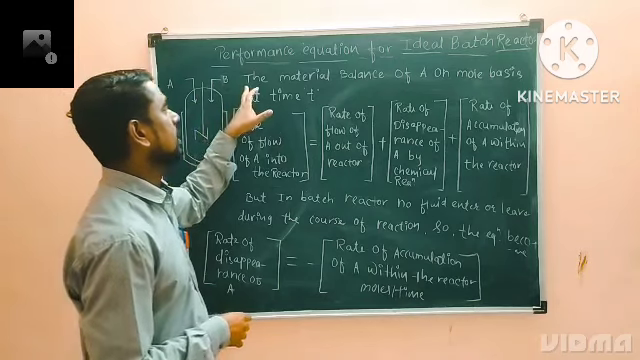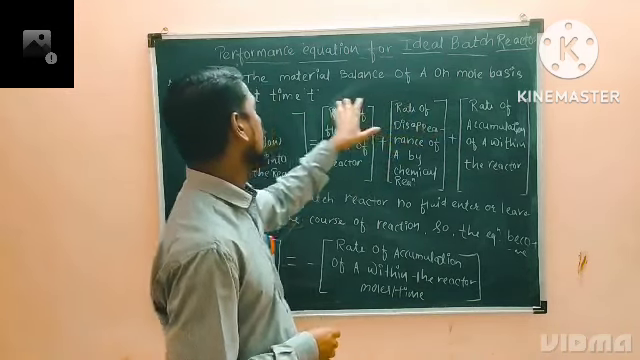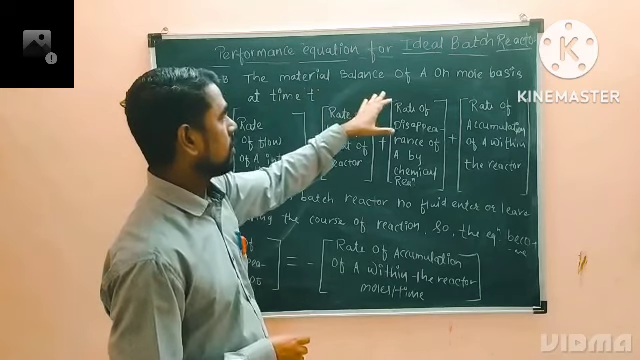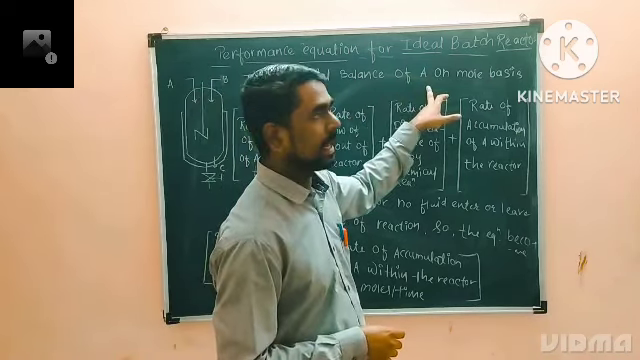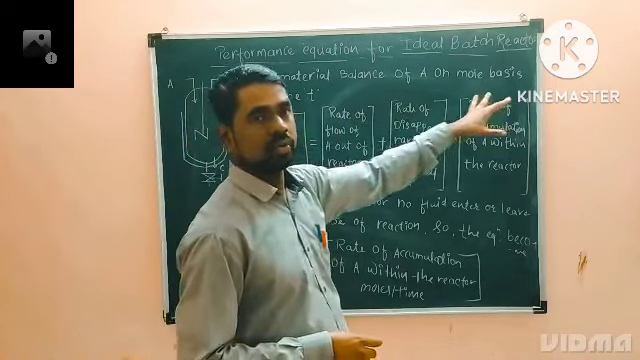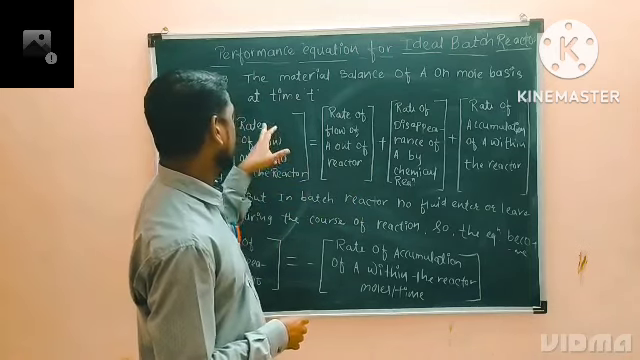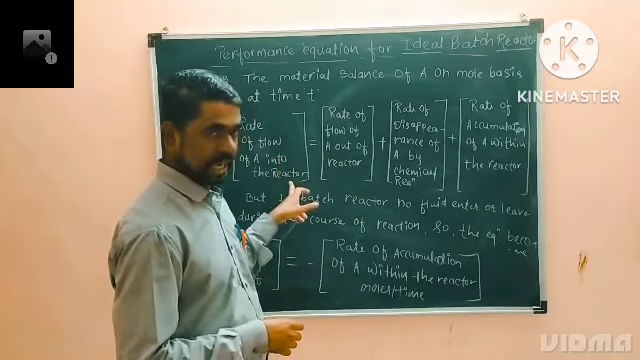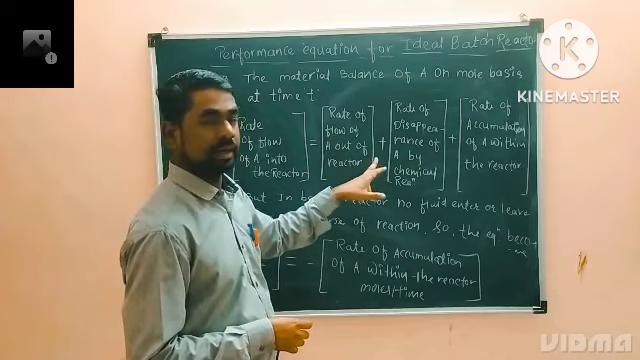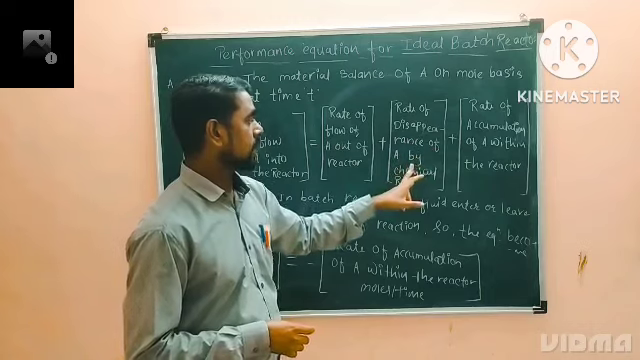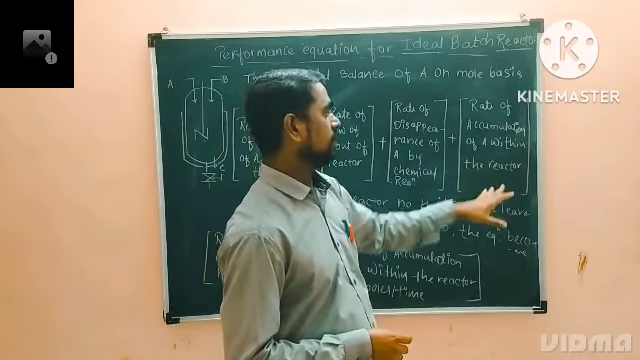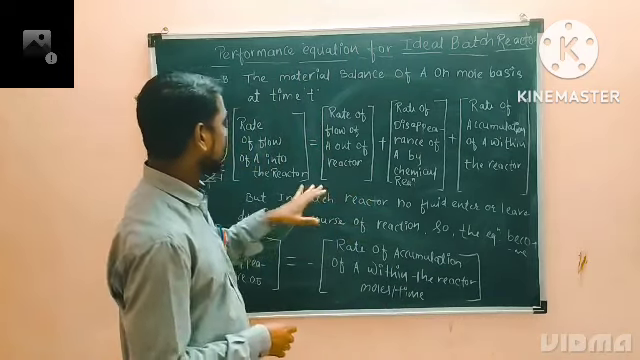So we write the material balance of A on a mole basis at time t. A is the limiting reactant, fed on a mole basis. So we write the equation: rate of flow of A into the reactor is equal to rate of flow of A out of the reactor, plus rate of disappearance of A in the chemical reaction, plus rate of accumulation of A within the reactor. What is meant by that equation?